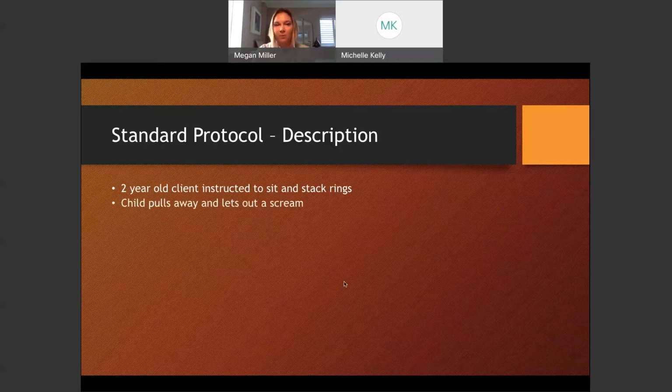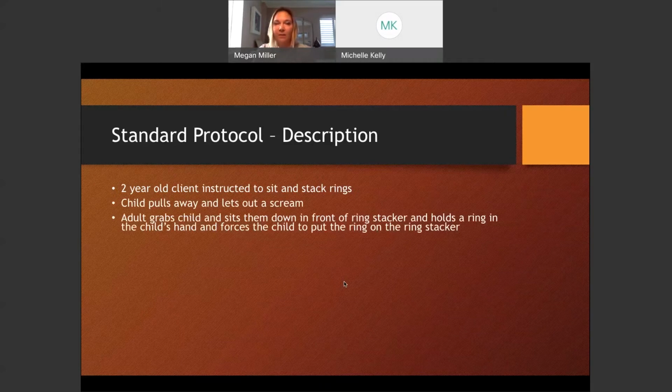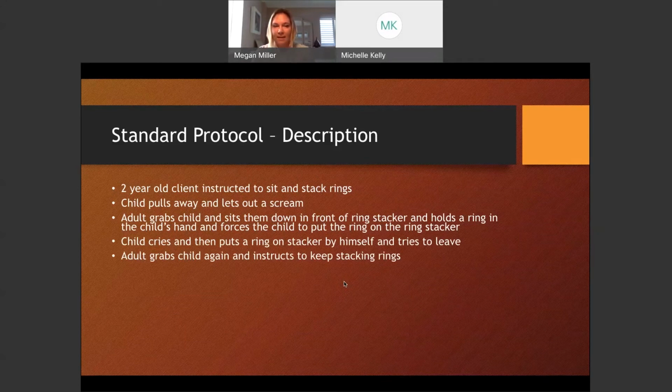The child pulls away and lets out a scream. The adult grabs the child and sits them down in front of the ring stacker and holds a ring in the child's hand and forces the child to put the ring on the ring stacker. The child cries and then puts the ring on the stacker by himself and tries to leave. The adult grabs the child again and instructs to keep stacking the rings.